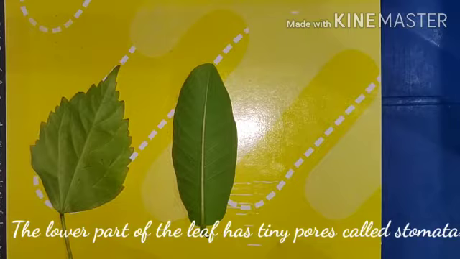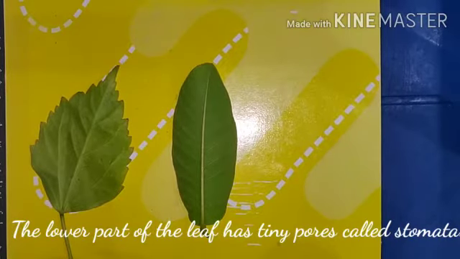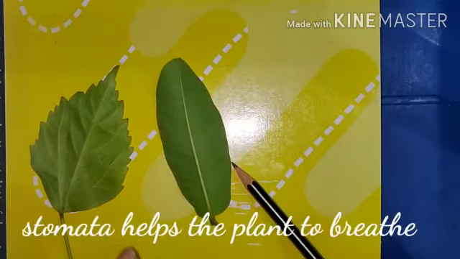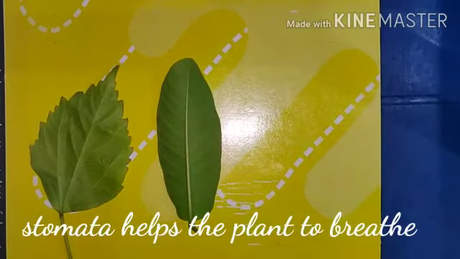S-T-O-M-A-T-A, stomata. You cannot see those tiny little pores or stomata with the naked eye. You need to use a magnifying glass. So what is the function of stomata in leaves? Stomata help the plant to breathe.